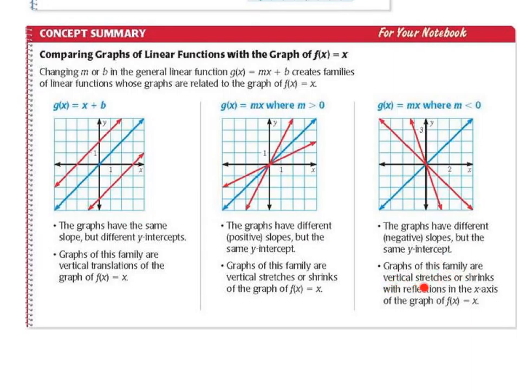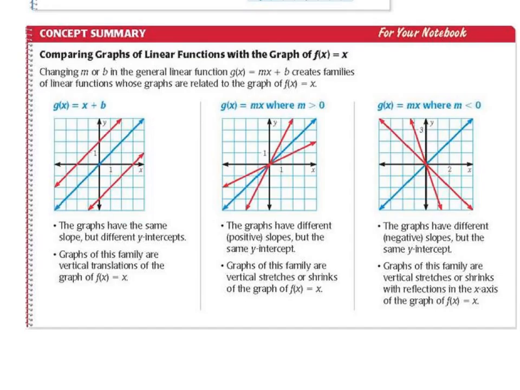Here it says the graphs have different negative slopes but the same y-intercept. So the graphs of this family are vertical stretches or shrinks with reflection in the x-axis. So this is just going up consistent. This one goes technically down faster. If you go backwards, it's a stretch. But it got flipped over. This one is the exact same slope, only it's negative. See how if I were to fold the paper over the x-axis, this blue line would match up with this red line? This red line would match up with this blue line, so that's why it's reflected over the x-axis. These are things we need to know, okay?